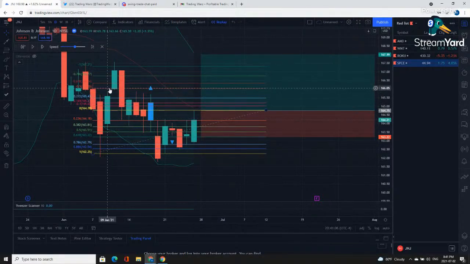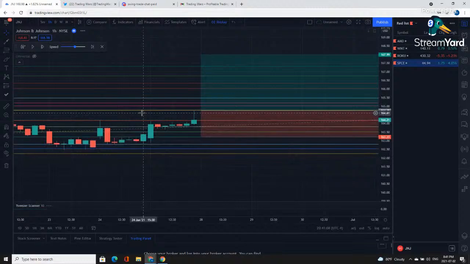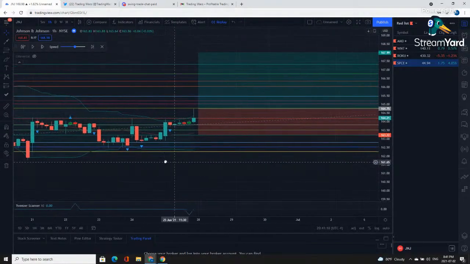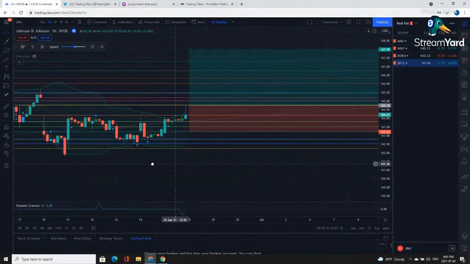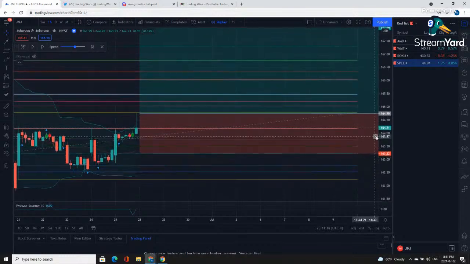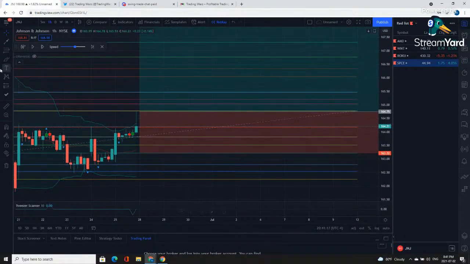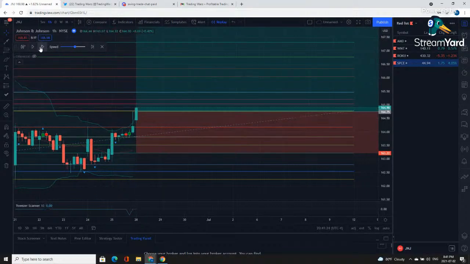Now let's go into the hourly chart and let's see what happened. Watch closely with me. You guys know that the 618 is an important Fibonacci for me. I love trading it. So let's hit play. Okay, so I got filled right there. So this is a fill.